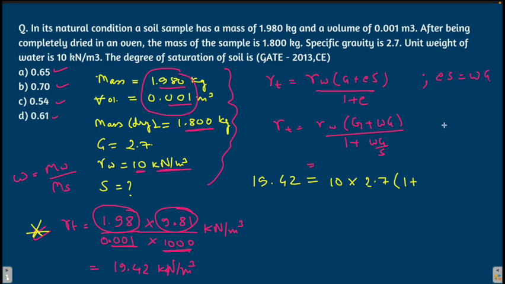Mass of water was 0.18 and mass of solid was given as 1.8. So it was 0.1 times. 0.1 by 1 plus 0.1 into 2.7 by S. So now you are going to solve this equation and you will get the answer. I'm not going to solve it step by step. I hope you will get the answer. Find the value of S using this.